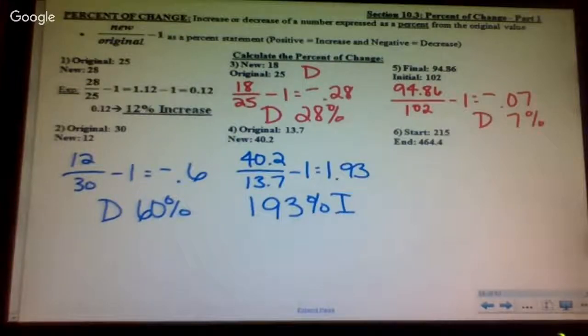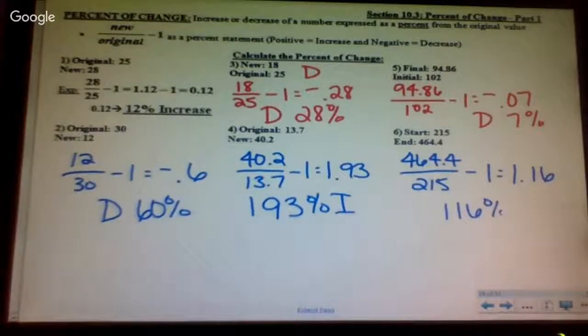Okay, the last one. Should this be an increase or decrease? Increase. I'm starting and my ending, so 464.4 divided by 215 minus 1 gives me what? 1.16. Okay, so that's 116% increase. So you're paying 16% over the original price. That's too much. I like Black Friday.